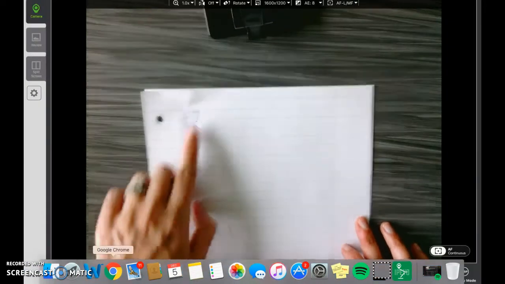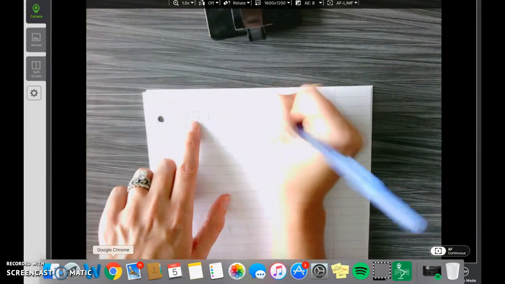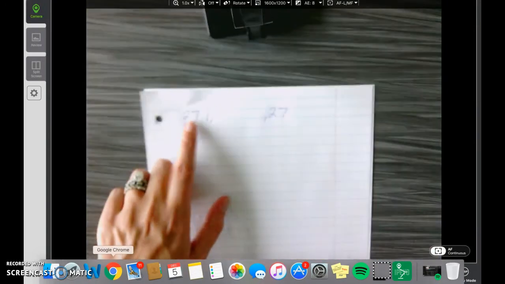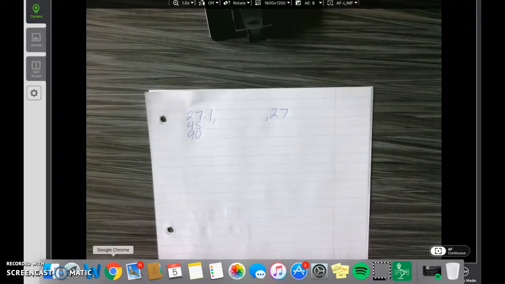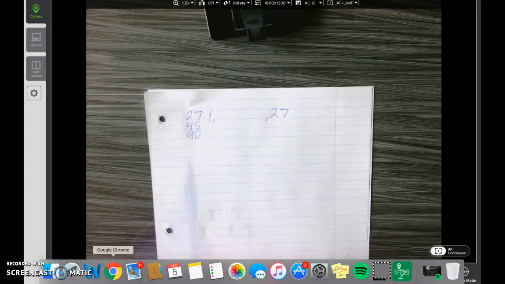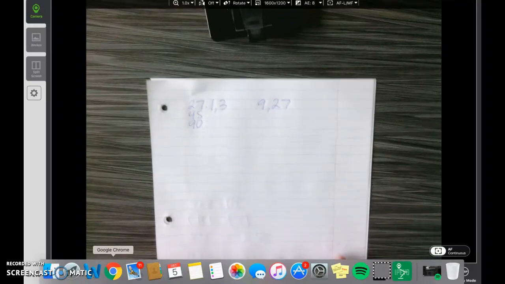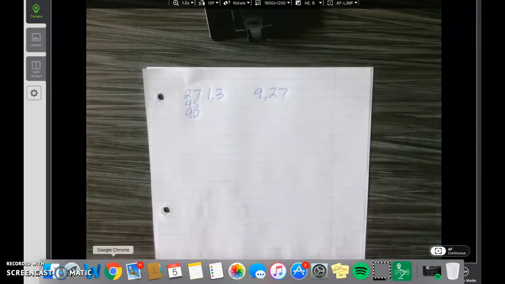So when I think about 27, and I want the factors of 27, or numbers that make 27, I know that 1 is going to be my smallest factor, and 27 is going to be my greatest factor. So then I think about 2. 2 is not going to go into 27 because 27 is odd. 3 is going to work because 3 times 9 is 27. 4 is not going to work. 5 is not going to work. There's no other factors. So 27 has 3 factors.